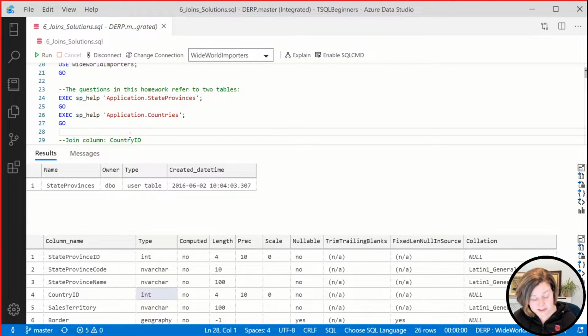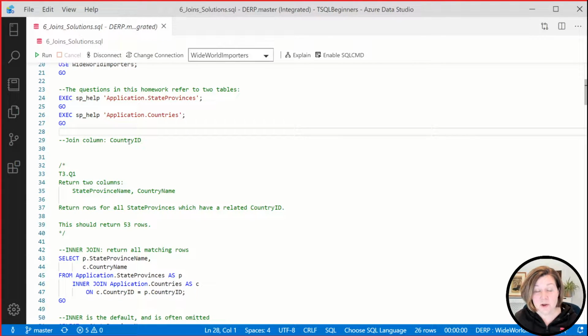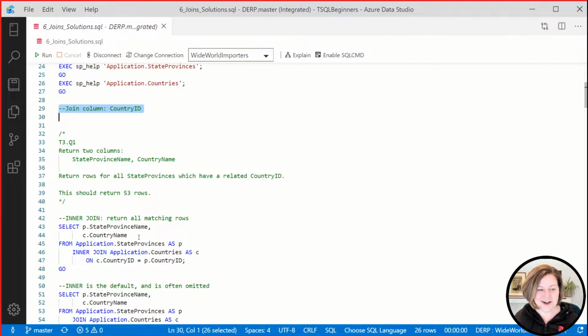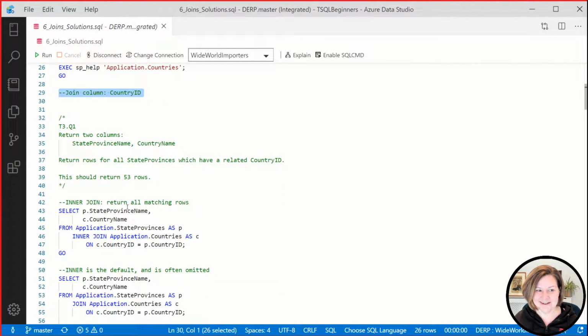So whenever you're joining tables, the first step is just to figure out what is the relationship between these tables and what do I join on? And in this case, I've kind of given it to you there. All right, so on to the query writing.